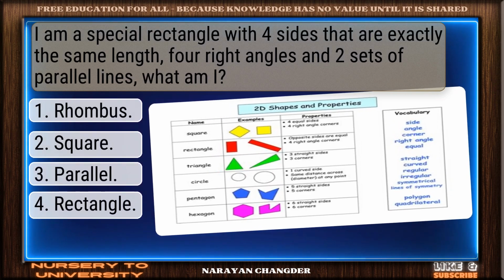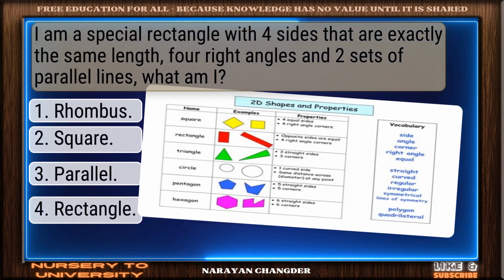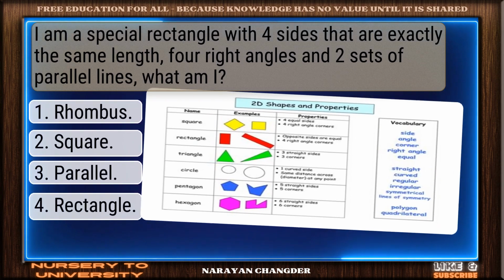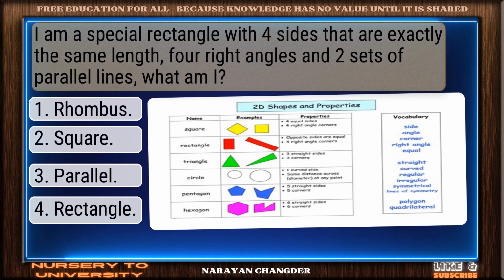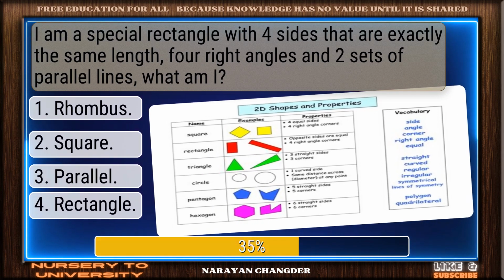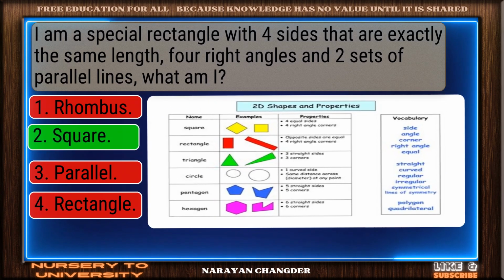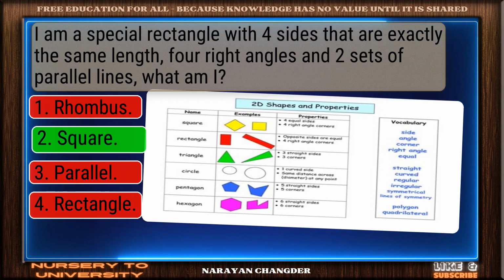Question number 4. I am a special rectangle with 4 sides that are exactly the same length, 4 right angles and 2 sets of parallel lines. What am I? Smart move. Square is an accurate answer.